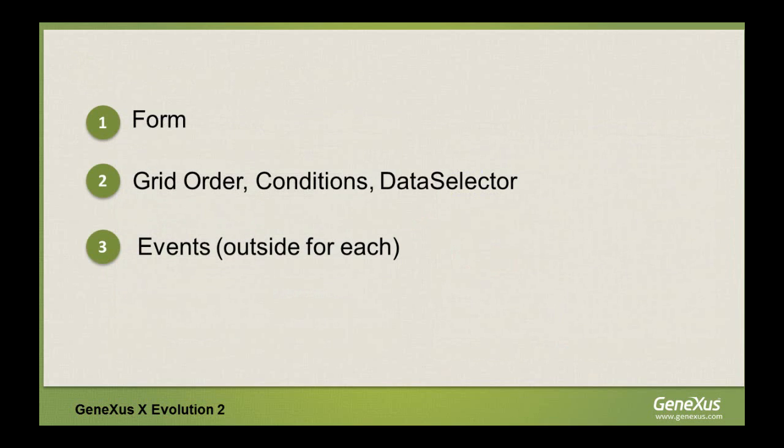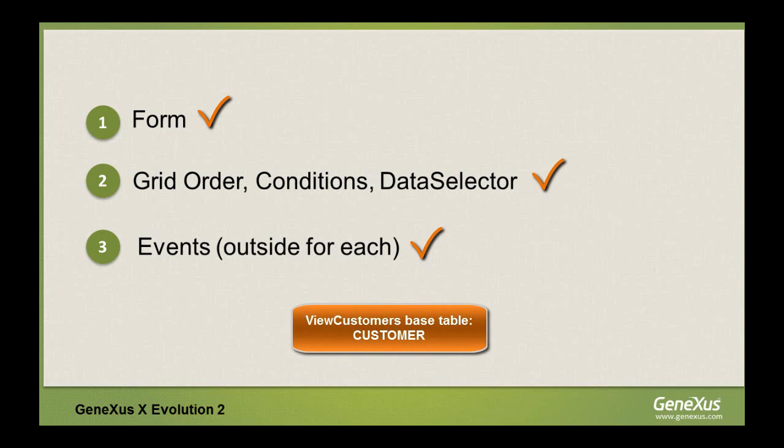In sum, the attributes that GeneXus considers to determine the web panel's base table are the ones in the form, both in the fixed part and in the grid. The ones of properties order, conditions, and data selector in the grid. The ones in events outside the for each blocks. All these attributes are used to determine the base table, just as it's done to determine the base table in the case of a for each. This is why GeneXus determined the customer base table for our View Customer web panel.